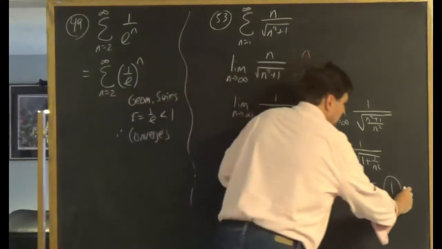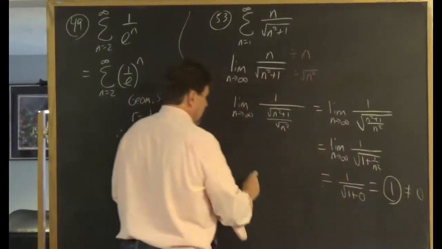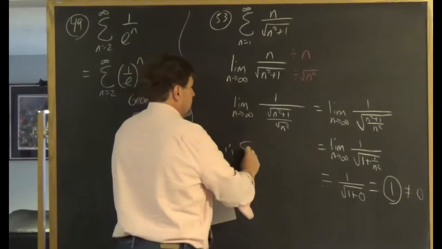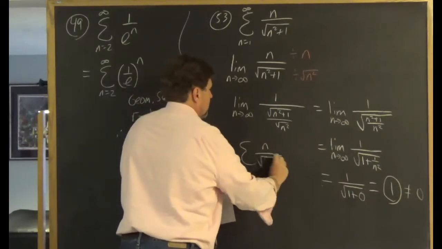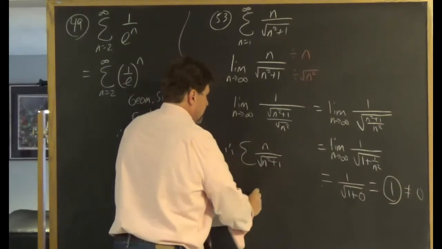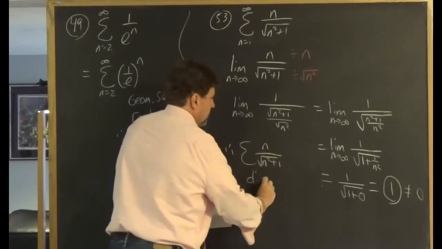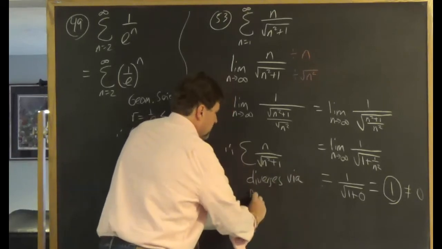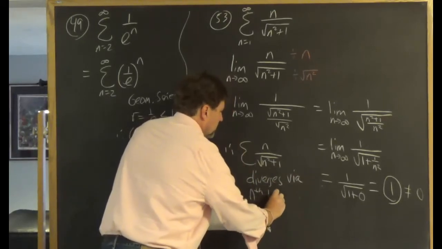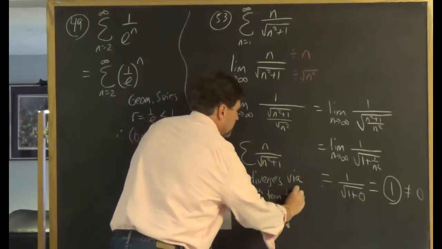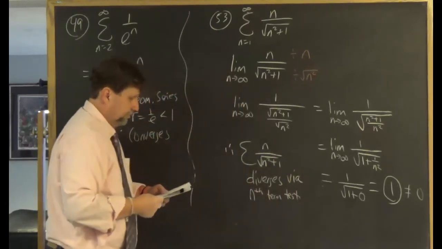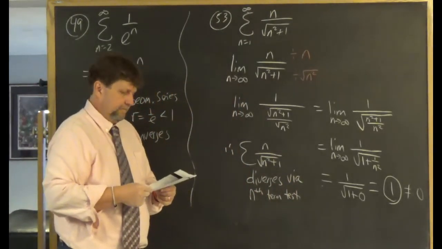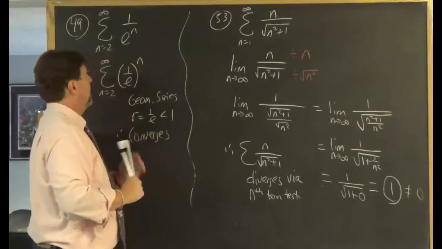That is not 0. So our conclusion: this series diverges thanks to the nth term test. All right, so hopefully you got both of these.